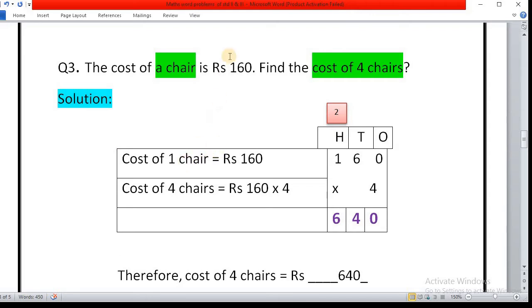Let's do it again. Here, for the cost of 1 chair I have written 160 and I have to find the cost of 4 chairs. That's why I have multiplied by 4. In the first step, I have multiplied 4 with 0 in the ones place. That is 4 zeros are 0. In the second step, I have multiplied 4 with 6 in the tens place. 4 sixes are 24. So I have written 4 and 2 is carried to the hundreds place. Then in the third step, I have multiplied 4 with 1 in the hundreds place. 4 ones are 4 plus 2 is 6. Therefore, cost of 4 chairs is rupees 640. Clear?